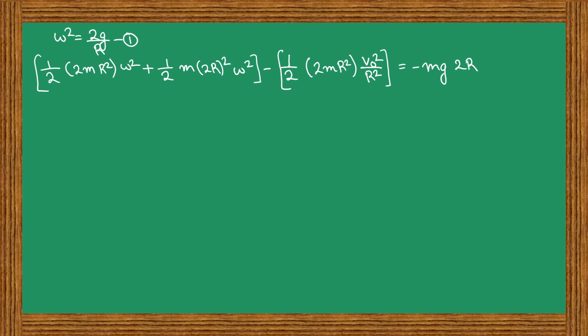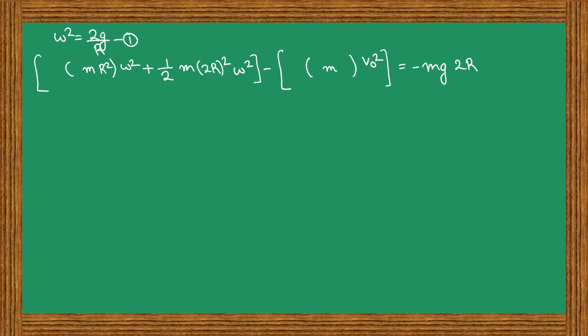So I can simply start simplifying out here. 2 and 2 will get cancelled, r square and r square will get cancelled. Okay, so let's simplify the equation. 2 okay, and out here 2 r square.